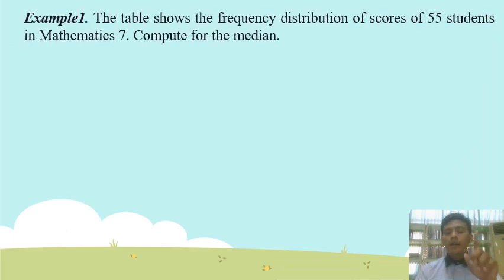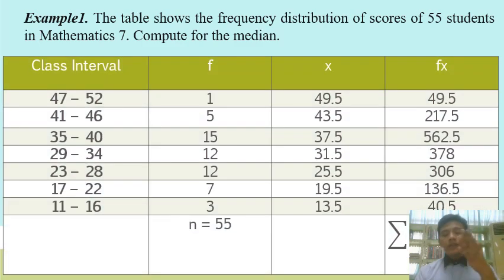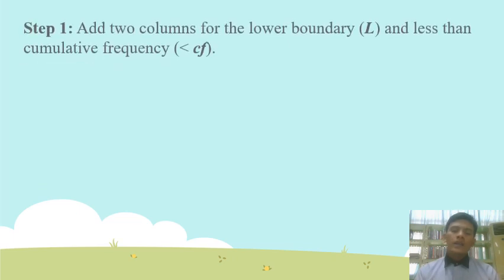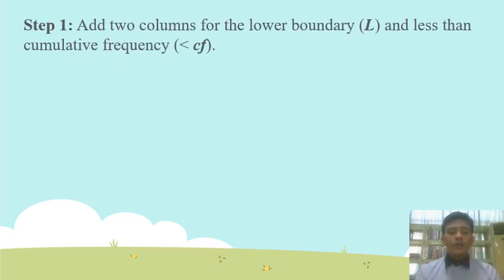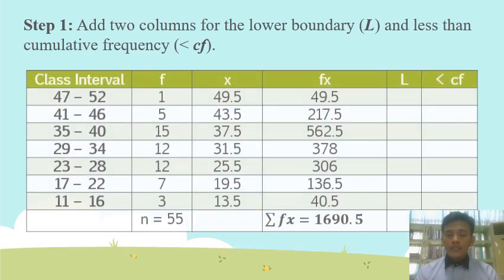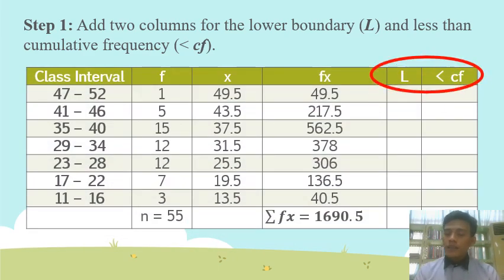Okay, example number 1. The table shows the frequency distribution of scores of 55 students in Mathematics 7. Compute for the median. This will be our data from a while ago, from the time we got the value of our mean. Same data. So step 1, add two columns for the lower boundary and less than cumulative frequency. So we add these two columns.